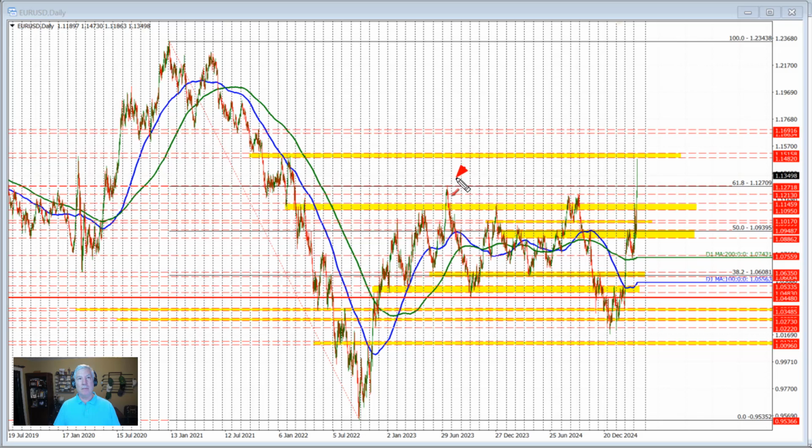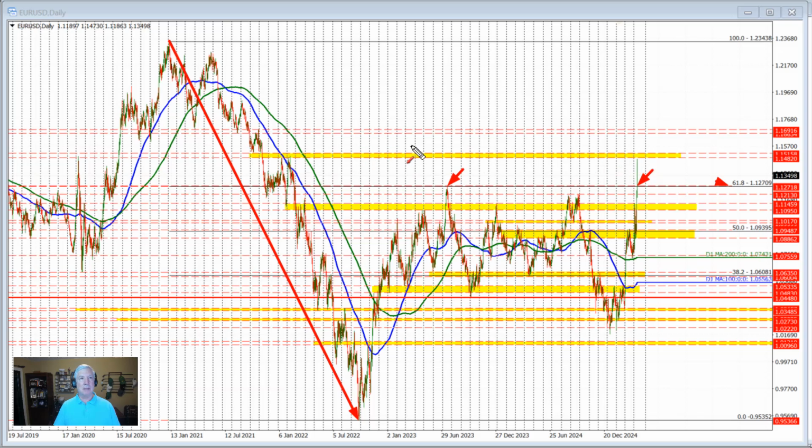The price moved above a key level here near the 1.1271 level. This high came in at 1.1275. The 61.8% retracement on the move down from the high price going back to the beginning of 2021 to the low price reached in 2022 came in at 1.1271. So both those levels were broken, and we saw increased momentum to the upside.